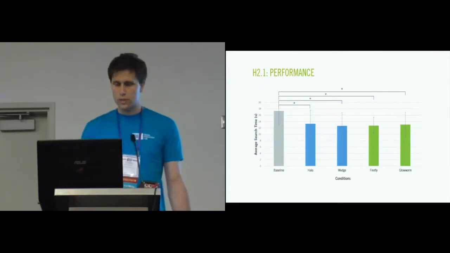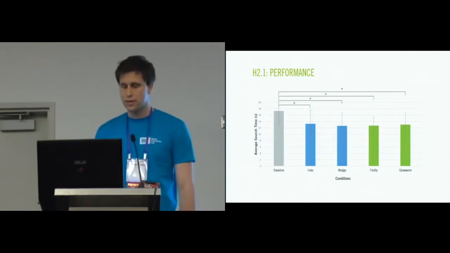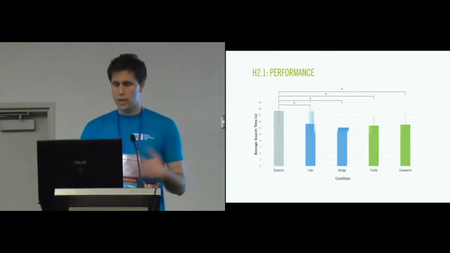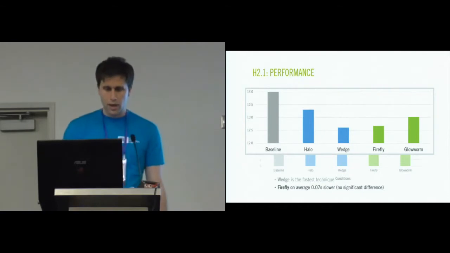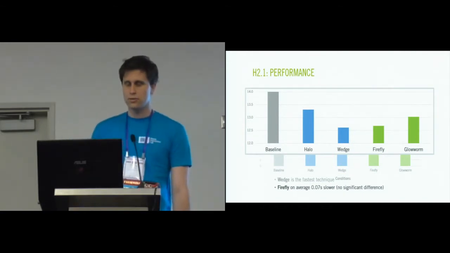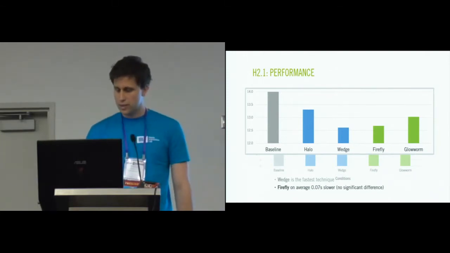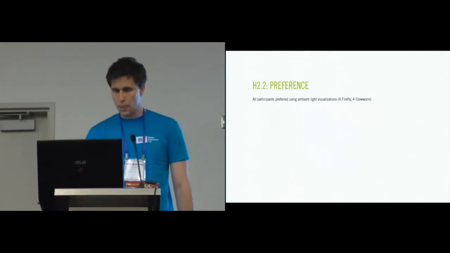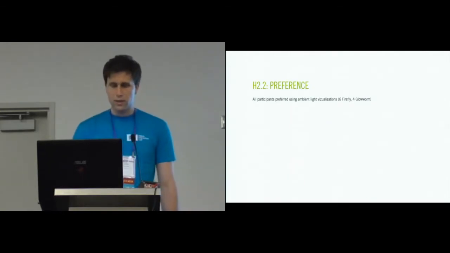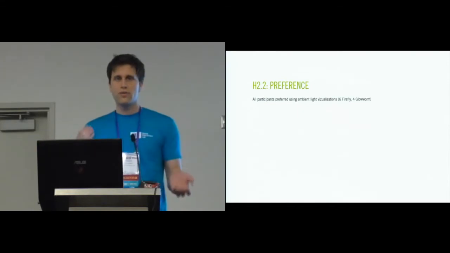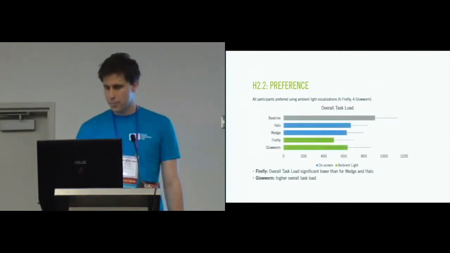From the performance, we see that everything is significantly faster than the baseline. However, the difference between the different conditions is not really visible here. So we zoom in a bit and see that Wedge, confirming the results from literature, is the fastest one here. However, Firefly is not significantly slower. On the preference side of things, all the participants preferred the ambient light visualization. However, they were undecided which one they like best.